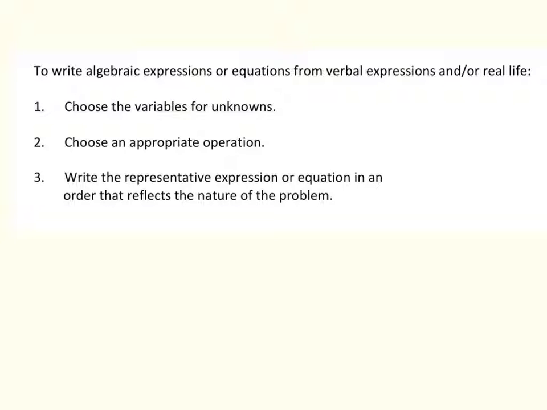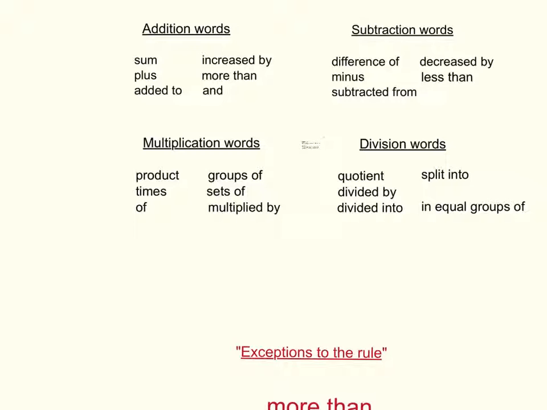Now that we've discussed appropriate operations, we need to talk about what order to put these operations in, and when we go to write them out, how to make sure that the way it's written reflects correctly the way that we're reading it. So what we want to focus on right now is step number 3, which is to write the representative expression or equation in an order that reflects the nature of the problem. As I said before, normally you write it in the exact same order as what you read it, but there are a few exceptions, and I will go over the exceptions to the rule in a minute.